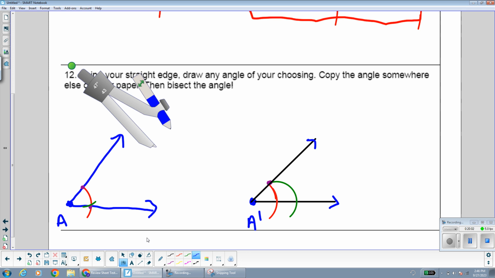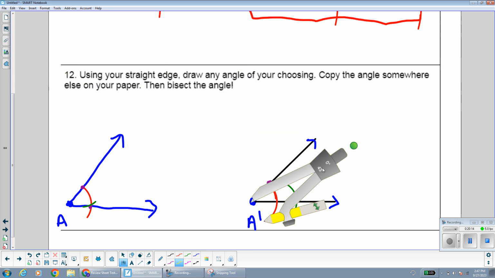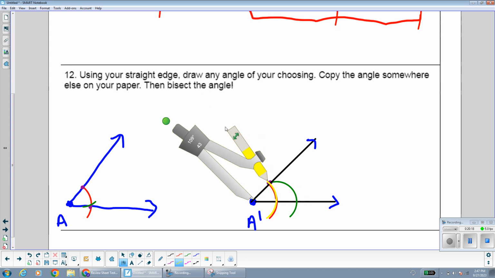Okay, now we're going to bisect this angle. So let me use a different color. I'm going to use yellow for this construction, so that you can tell the difference between the arcs. So for the bisector, we're going to go on the vertex, and we're just going to make any random arc. It doesn't matter. What is going to matter is where we put the compass next. So where your arc hit the angle, that's where we're going to have to put the compass next.